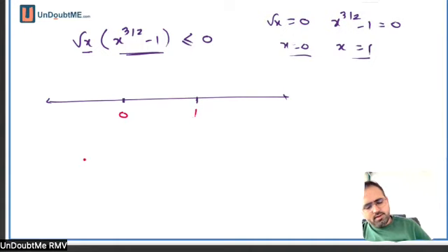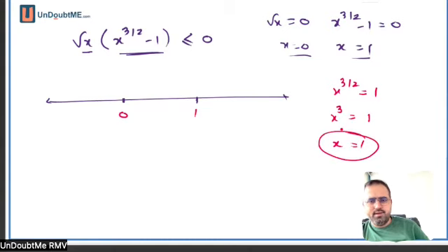Wait, just one second. How do we get one again? It'll be one. x to the power 3 by 2 is equal to 1. Then you take square on both the sides. When you take square on both the sides, it will be x cube is equal to 1 square. Then you take cube root on both the sides, it will be x is equal to 1.